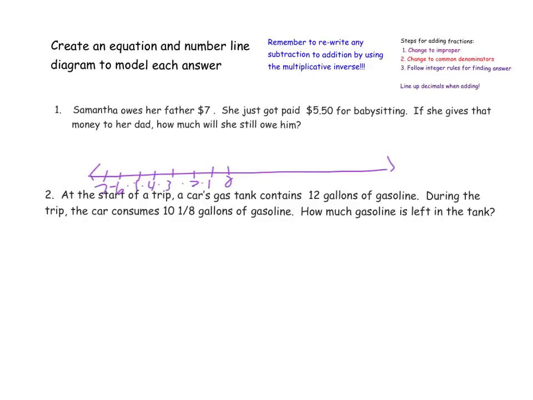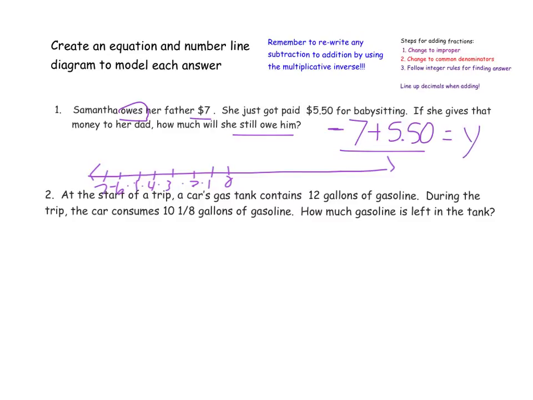All right, for the first one, Samantha owes her father $7. So if you owe, you're in the negatives. So -7. And she got paid $5.50, and she gives that. How much does she still owe? So of that -7, we're adding a positive $5.50 because we're paying back. So this is the equation.